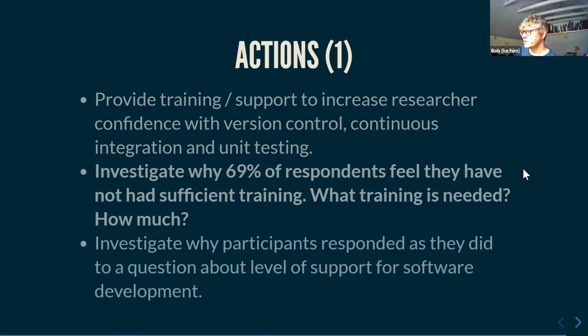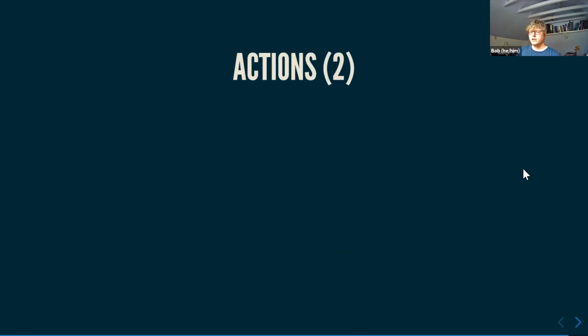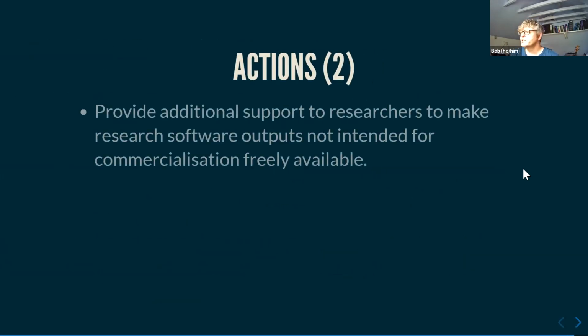And I think we also need to think with our colleagues in IT services, perhaps, about why people responded sort of less than brilliantly on the question about support for software development. Some more actions that we feel we need to take. This is something we need to get better at Sheffield, and no other institutions do this better, or probably some do it worse. Support people with making their outputs, these really important, really valuable outputs, which are their research software outputs, more available, more accessible, and reusable.